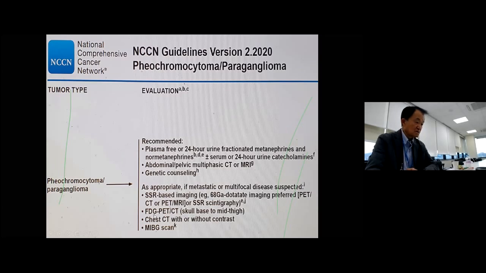And then we still use FDG PET, but as I mentioned, this will show only poorly differentiated, anaplastic, or dedifferentiated tumor. If it's well differentiated, you're not going to expect to see much uptake. So more neuroendocrine receptor imaging will be better, like MIBG or DOTATATE.